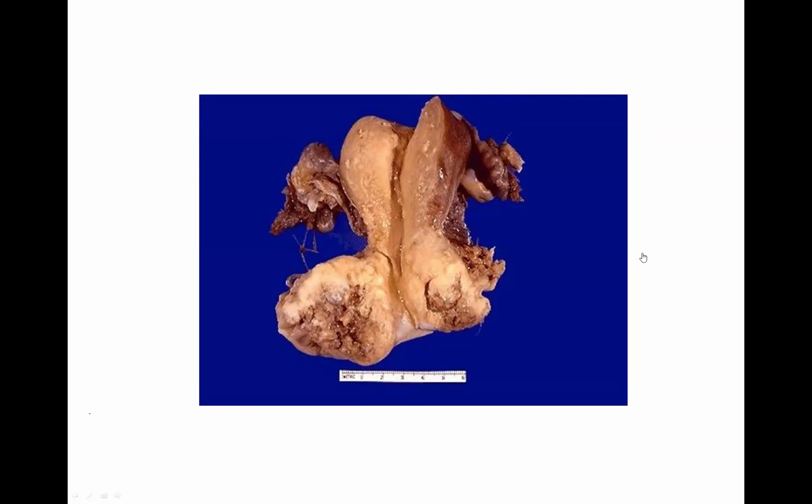What complications will you encounter after treatment during the follow-up of the patient? Sir, acute complications will be GI and GU toxicities like vomiting, diarrhea, dermatitis, sir. These are the acute complications, sir.